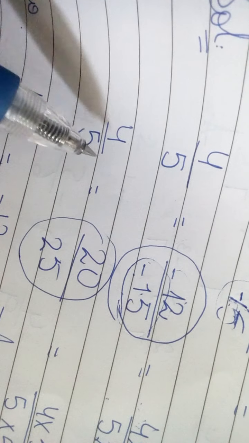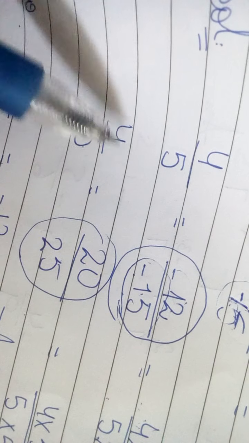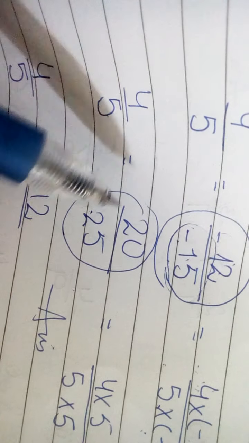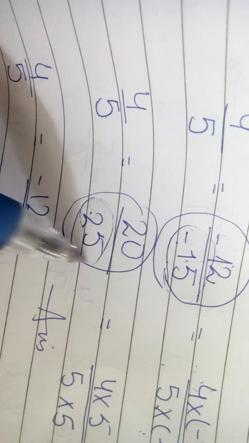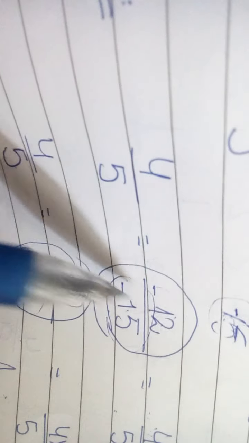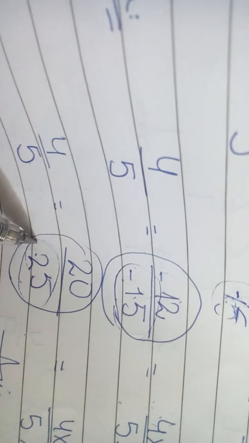4 fives are 20, and 5 down. This 5 is this: 5 multiplied by 5 and 4 multiplied by 5. The answer is 20 by 25. This is our required answer. So 4 by 5 is equal to minus 12 by 15, which is equal to 20 by 25.